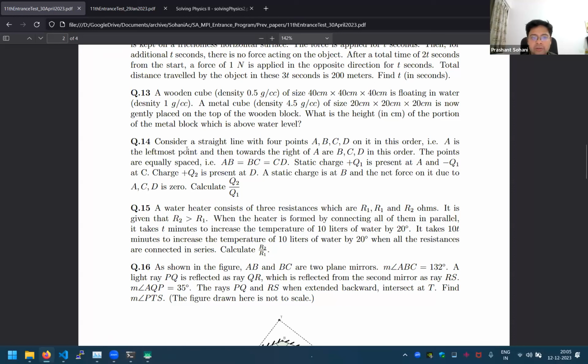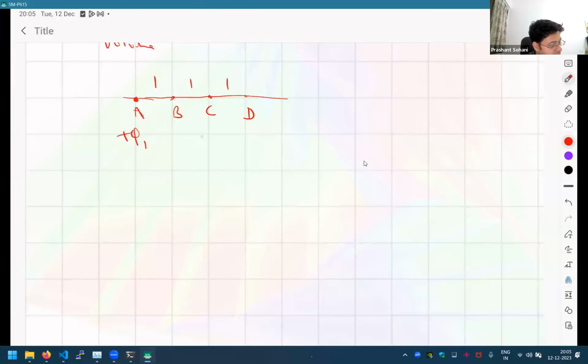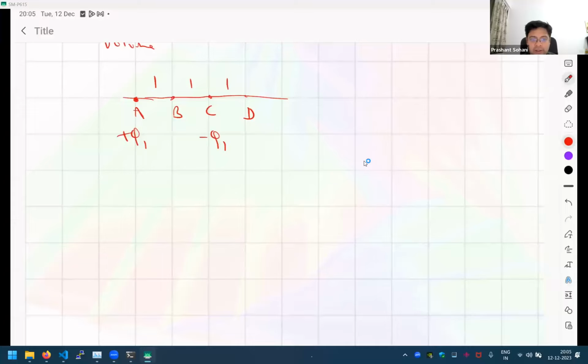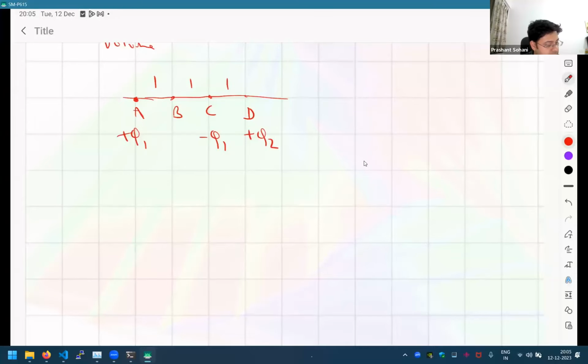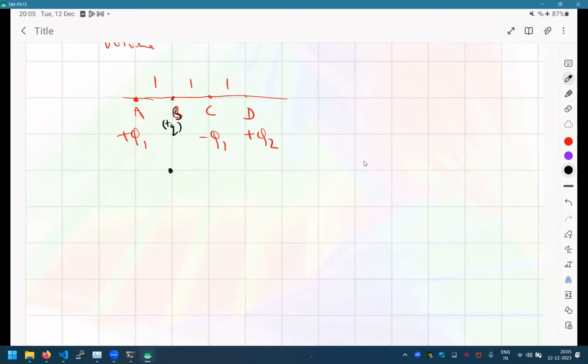So A has plus Q1 and C has minus Q1, right? So this has plus Q1, minus Q1, and D has plus Q2. And we have to find out what is the sum total of all the forces acting at point B. Typically the way we do it is that we imagine that at point B there is a small positive charge plus Q, and then for that small positive charge, let us compute the sum total of all the forces.